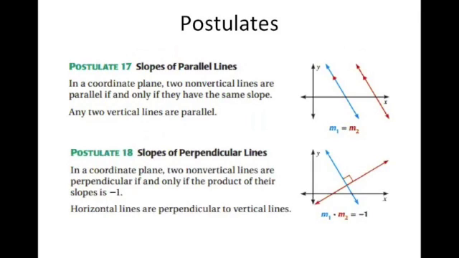And by the way, a horizontal line is always going to be perpendicular to a vertical line. We accept that just as a definition. We cannot necessarily prove that, because the slope of a vertical line is again undefined. Okay? All right, let's do an example with parallel lines.